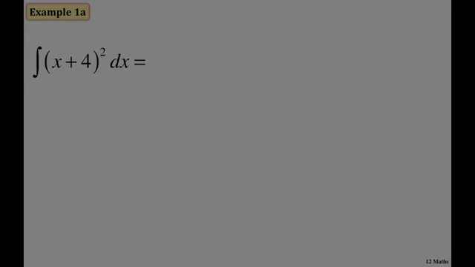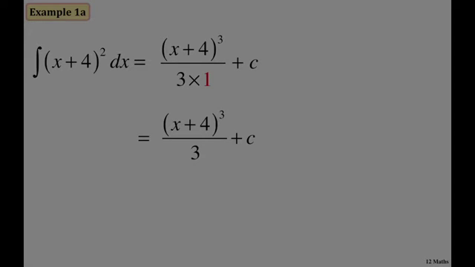Here's our first example. Check the brackets. Yes, the brackets are linear. There's a bracket with a power above it, so we can use our shortcut technique. We can rewrite the bracket and add 1 to the power. There's the bracket rewritten, and we've added 1 to the power. Now I divide by the new power and also by 1, because the derivative of that bracket is 1. So there's the new power, and there's the derivative of the bracket, and they're always multiplied on the denominator. And then we need to remember plus c. And so there's my answer.